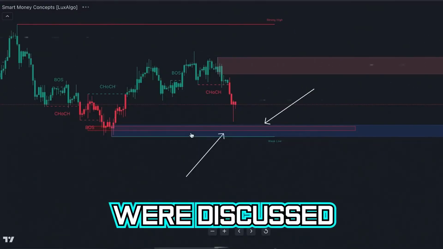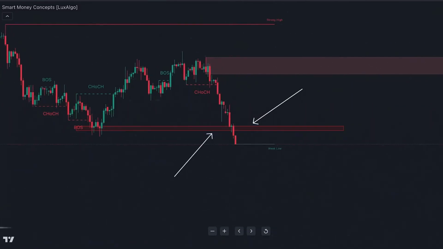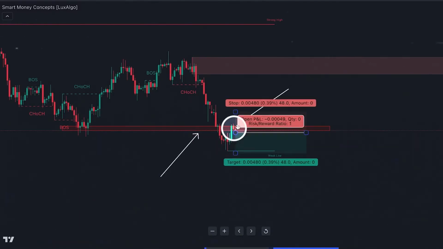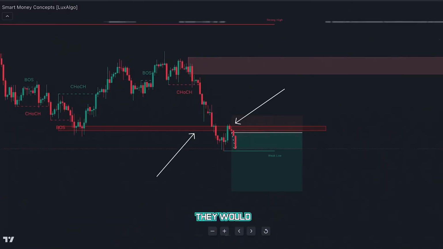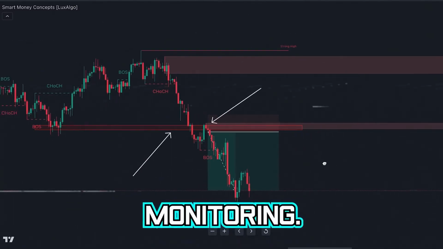Next, we can talk about breaker blocks. Breaker blocks were discussed earlier. Earlier, I mentioned that when price goes through an order block, often if price returns to that area, there can be a strong reaction. With the Smart Money Concepts Indicator, when price went through the order blocks, they would disappear and you would need to draw them manually to know what area you should be monitoring.